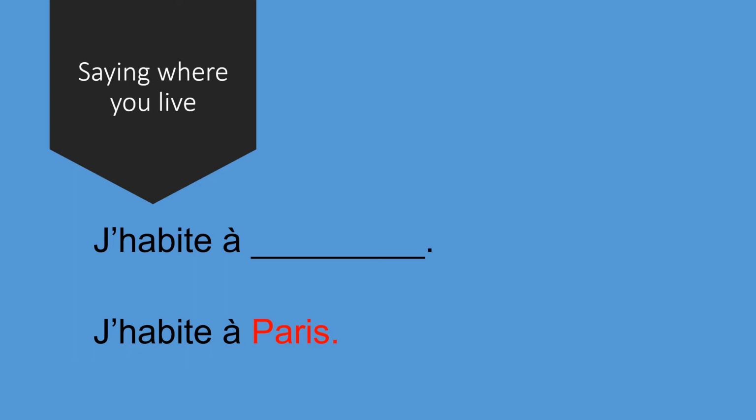And it's good to link because when people talk, they do link. So if they make what is called a liaison, it's easier if you get used to it now than later. So, répétez après moi. Repeat after me. J'habite à Paris. J'habite à Paris.